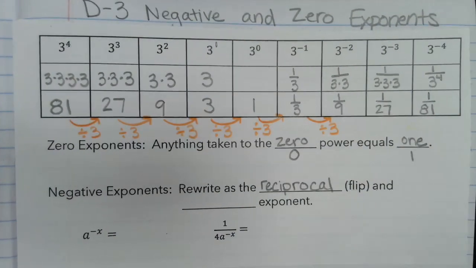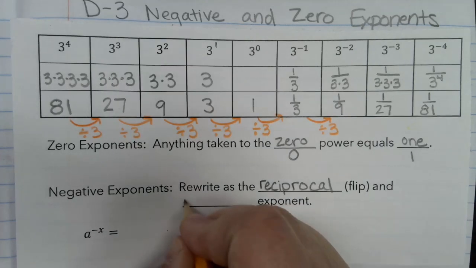Okay, so we rewrite as a reciprocal, which means to flip it, and we do a positive exponent.